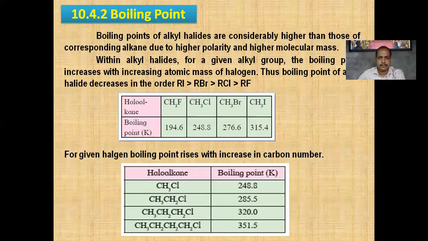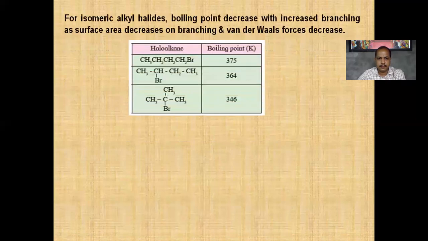Now next, for isomeric alkyl halides. Now you can see that here, 1-bromobutane, 2-bromobutane, 2-bromo-2-methylpropane. Okay, the number of carbon atoms here is the same: 4 carbon, here also 4 carbon, here also 4 carbon. That is, the number of carbon atoms is the same, but the arrangement is different, that is, first is straight chain, then the branching is different.